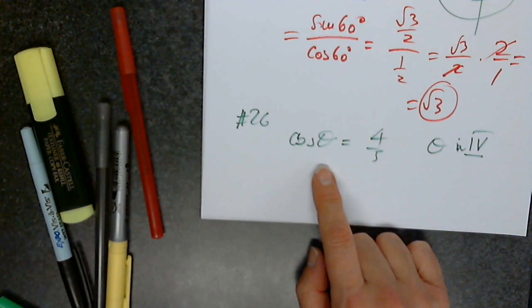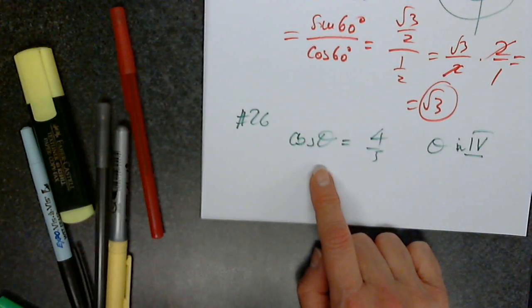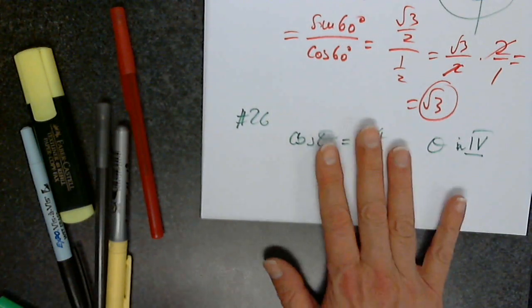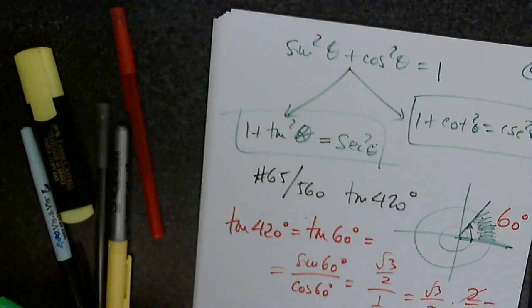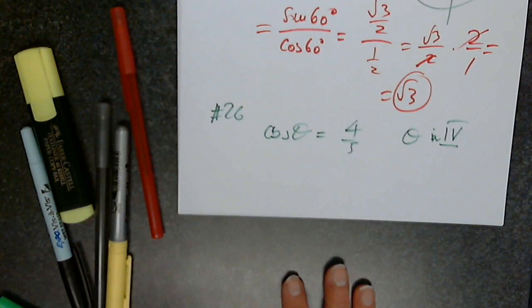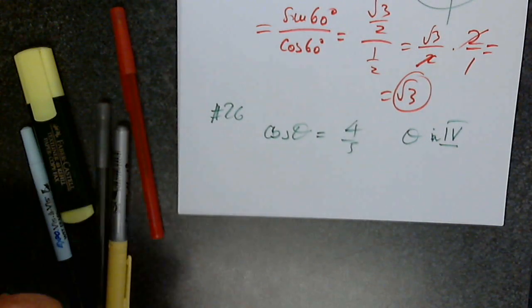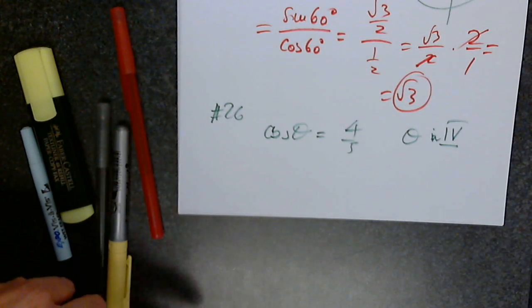Once I'm given cosine, which other function will do the deal? Will clear everything and solve everything? Sine. How do I find sine if I have cosine? That's one of the ways, there are other ways. But I have to think, what is the sign of sine in the fourth quadrant?